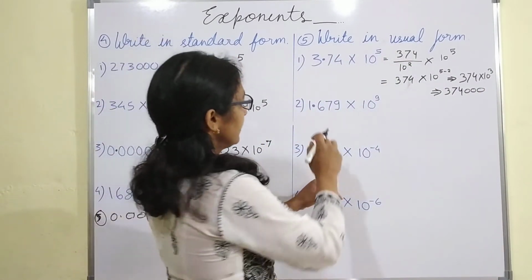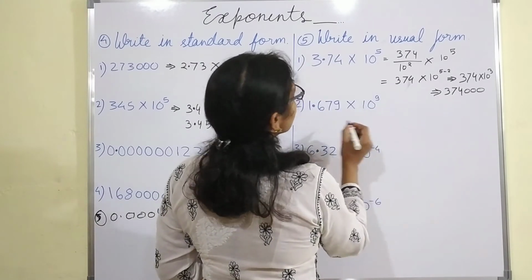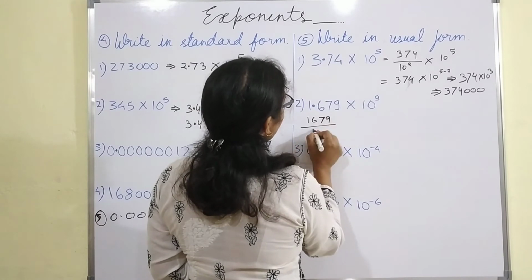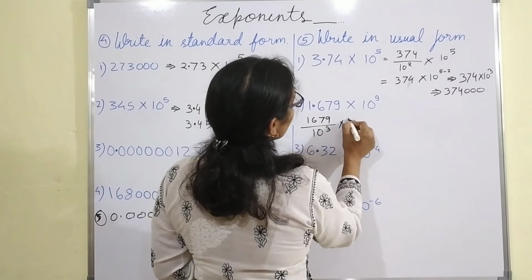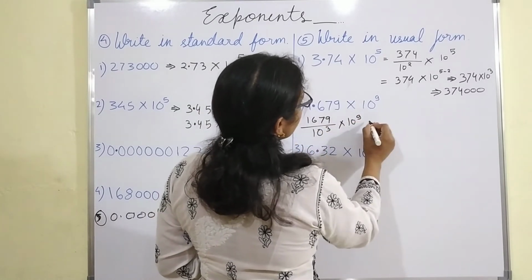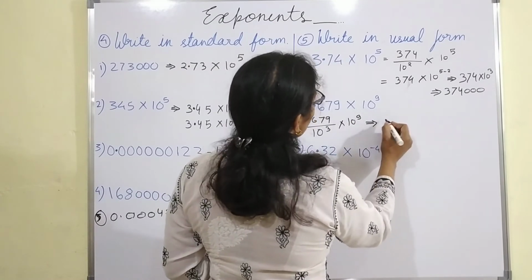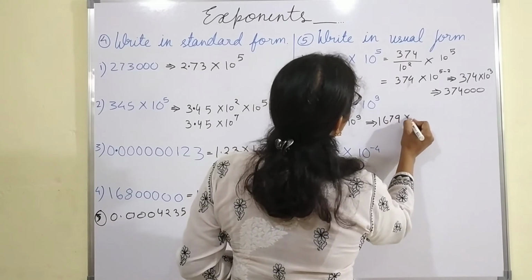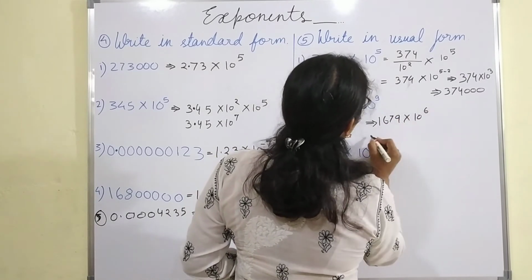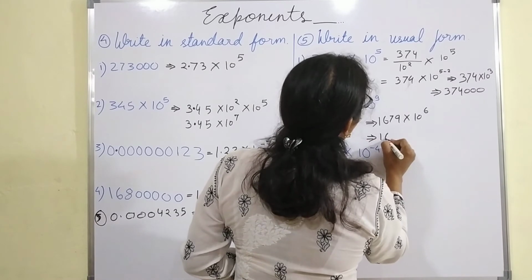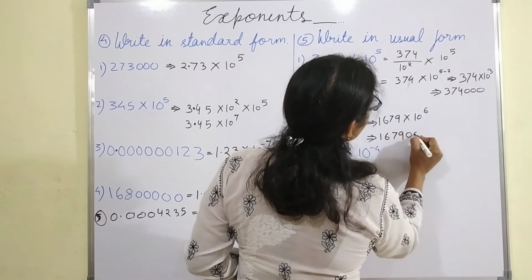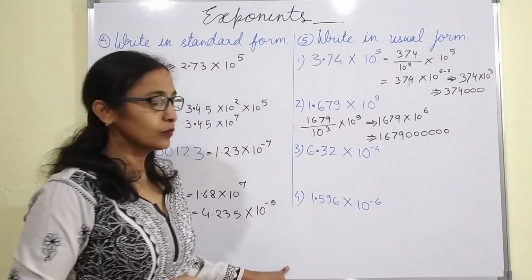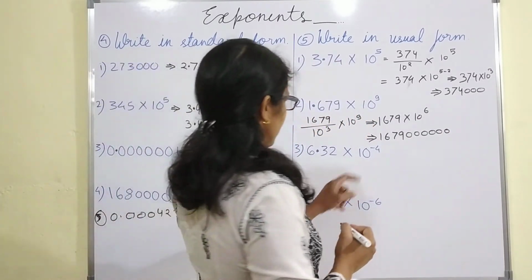Now the next question is this. So here 1679 upon 10 to the power 3 into 10 to the power 9. Now powers will subtract. So 1679 into 10 to the power 6. So your answer will be 1679 and 1, 2, 3, 4, 5, 6 zeros. Okay.